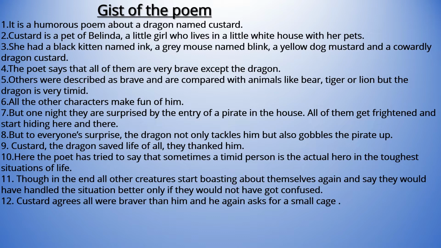Now, let's read about the gist of the poem. It is a humorous poem about a dragon named Custard. Custard is a pet of Belinda, a little girl who lives in a little white house with her pets. She had a black kitten named Ink, a grey mouse named Blink, a yellow dog, Mustard, and a cowardly dragon, Custard. The poet says that all of them are very brave except the dragon. Others were described as brave and are compared with animals like bear, tiger, or lion. But the dragon is very timid. All the other characters make fun of him.